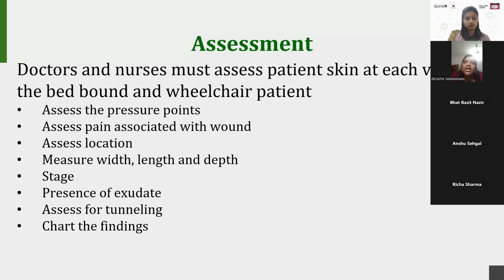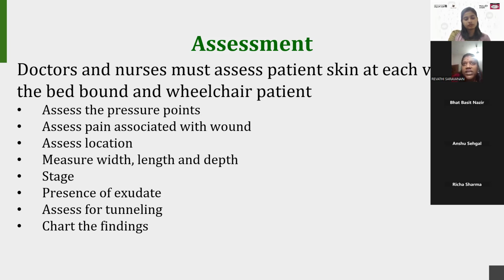Then assess for tunneling with the help of a sterile stick, or a normal clean stick. You have to assess the tunneling. Then you have to record the findings. Okay, that is very important. You have to record the findings and you have to report to the doctor who is responsible for the patient. Okay, so these come under the assessment.